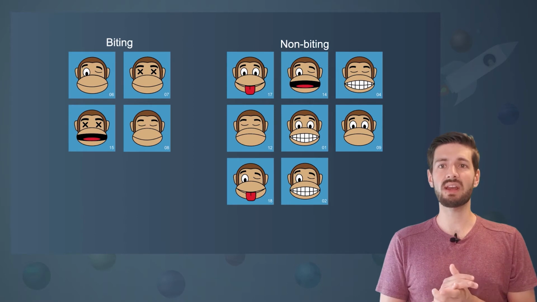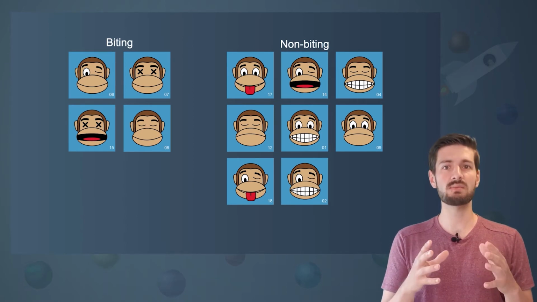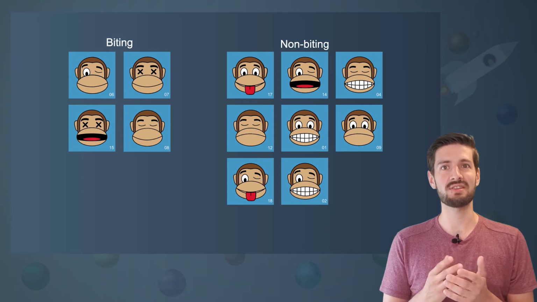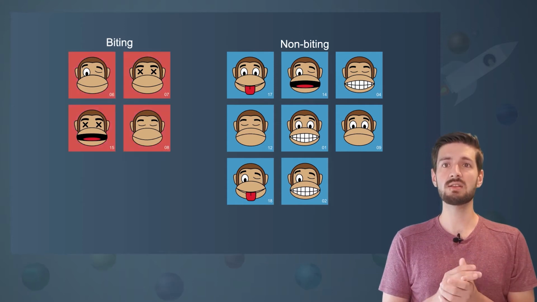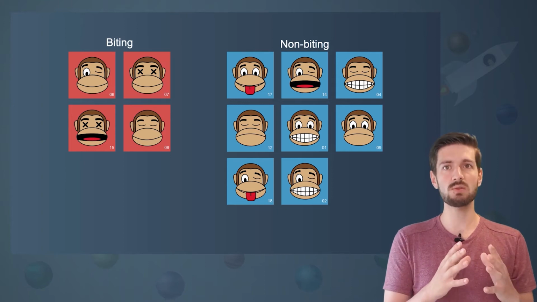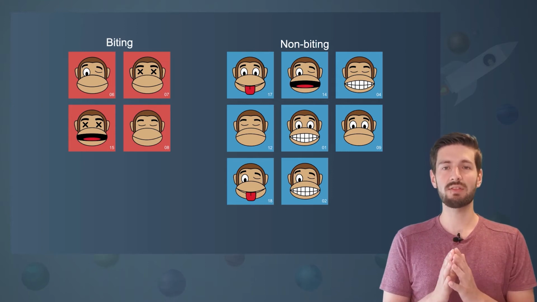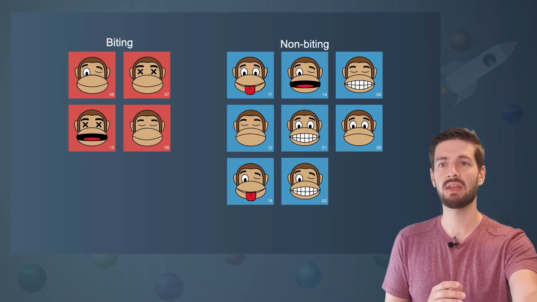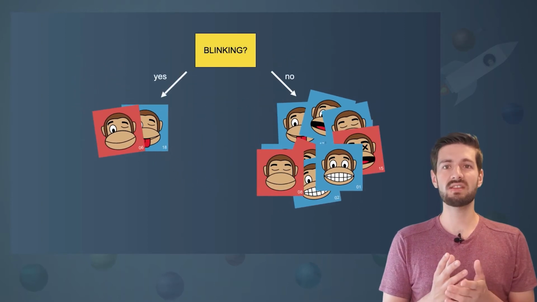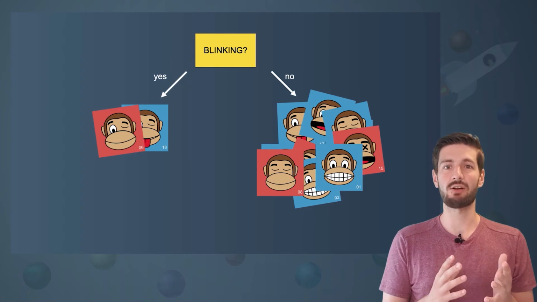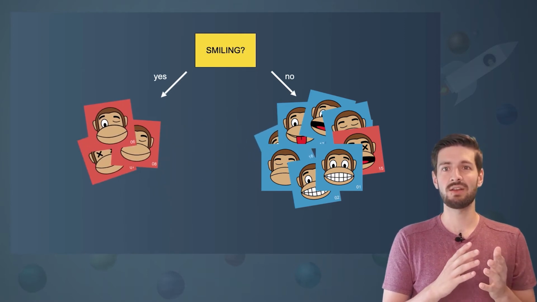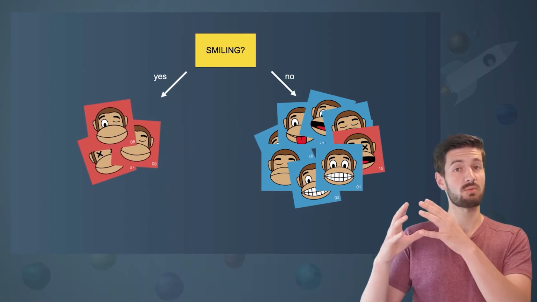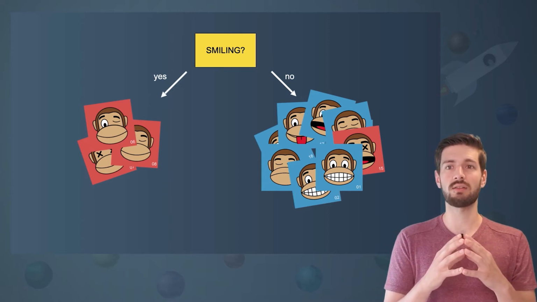And a computer might have created such a tree by repeatedly splitting the data according to the features, similar to how we did it. So to better see this, we'll now color all biting monkeys with a red background and leave the non-bitings as they are. First of all, the computer would find the best feature to distinguish the data. In our case, blinking wouldn't be such a good feature, but whether a monkey is smiling is.